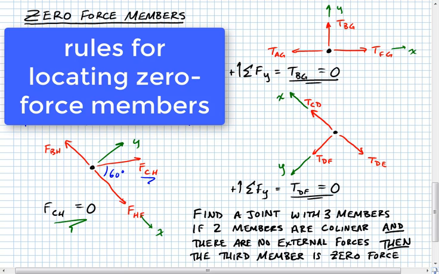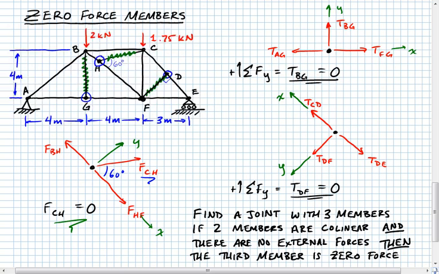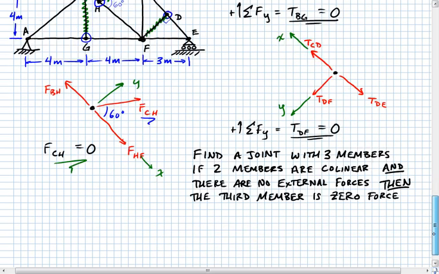All right, and after we figure out those 0 force members, what we can do is completely eliminate them from the truss, and it doesn't change how we analyze the truss. And I'll tell you what, in a few minutes here, I'm going to finish analyzing this truss after having removed those members. All right. Let me make one other comment here.